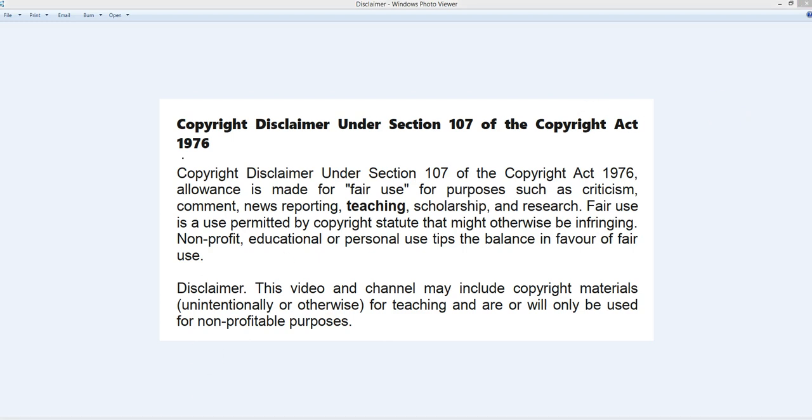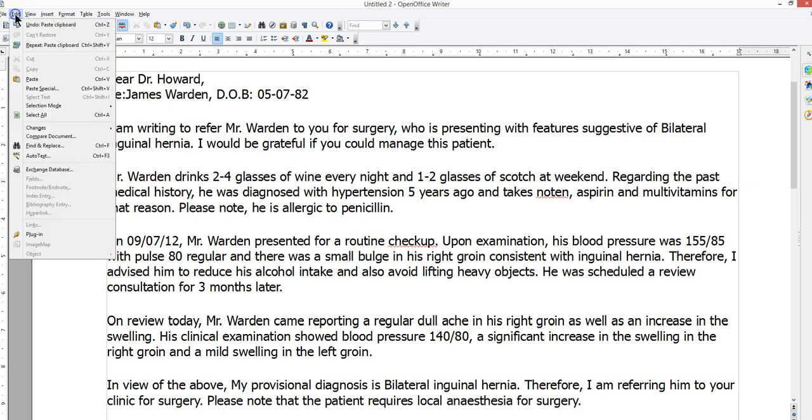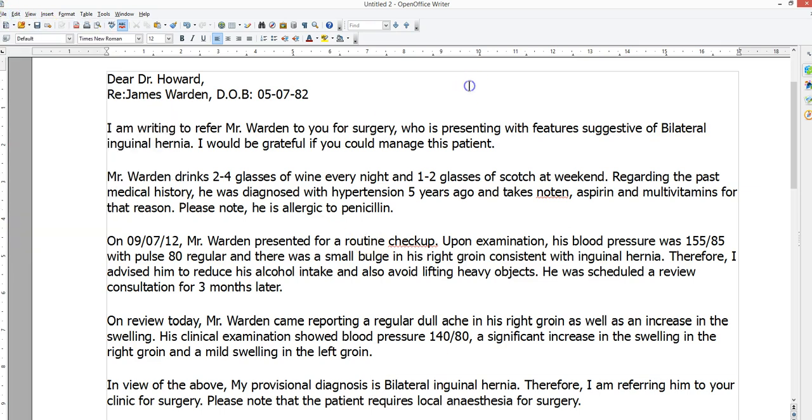So here we go. Let's have a look at this. I'm just going to run through grammar and vocab here. So, "I'm writing to refer Mr. Warden to you for surgery." Now, okay, why is there a comma here? "I'm writing to one of you. A surgery who is presenting. I would be grateful if you could manage this patient."